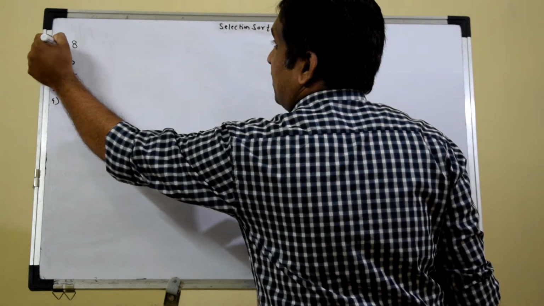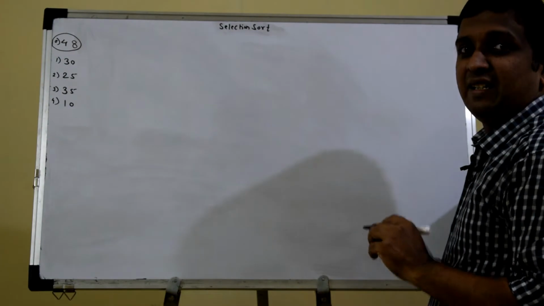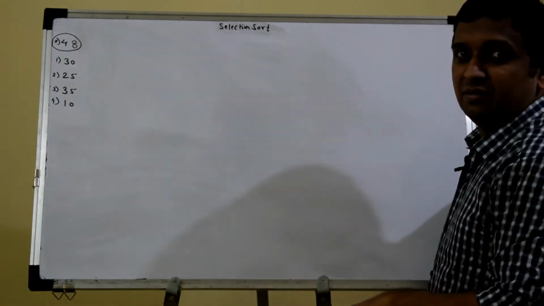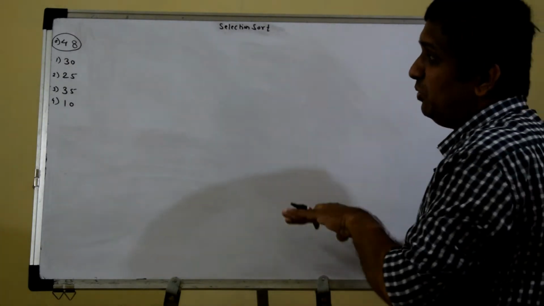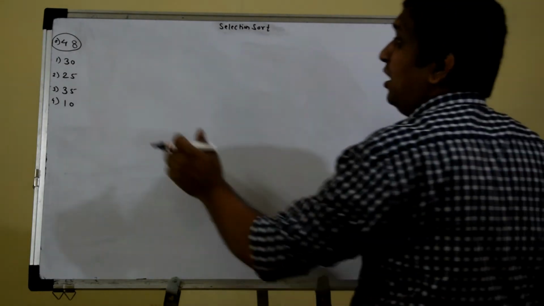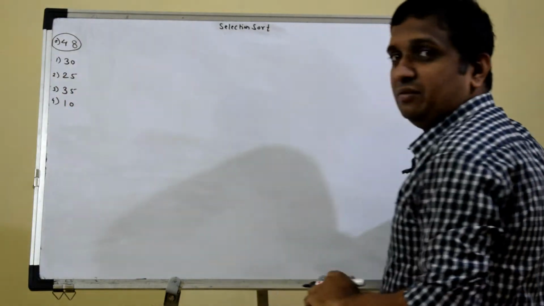Suppose I keep the 0th position as constant position, and then I will compare the 0th position element with every other element in each pass. I mean, in 0th pass, 0 with every other element, in first pass, 1st with every other element, and so on. So first I will compare 0th position element with 1st position element.